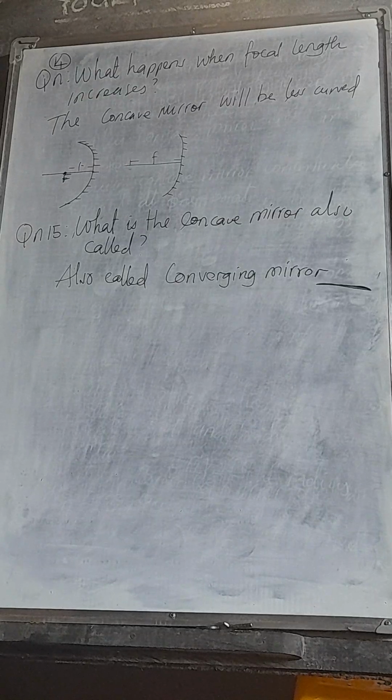Congratulations to those who commented the correct answer. There is no doubt on them. They are trying to show that they are more competent in physics. So we say, what is the concave mirror also called? It is called the converging mirror. The converging mirror is the same as the concave mirror, there is no doubt on that. Thanks to those who continue to comment and show that they are more competent in physics.